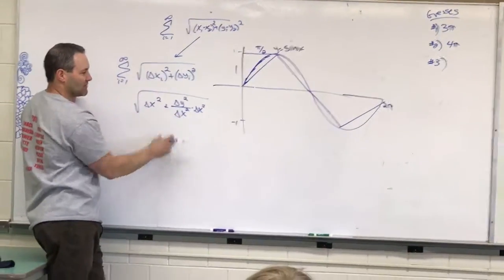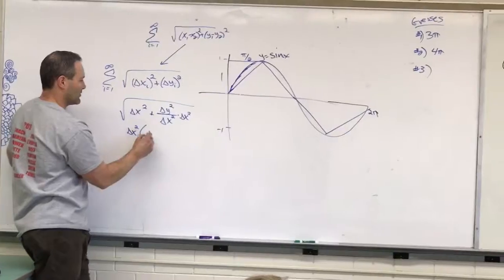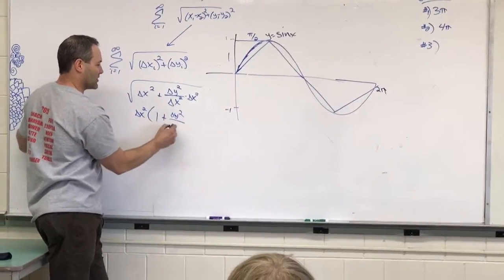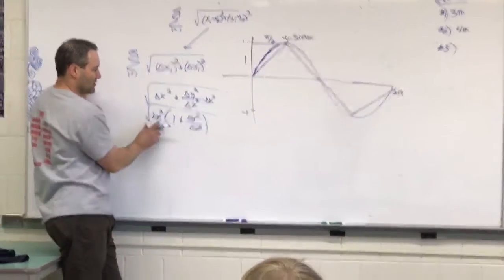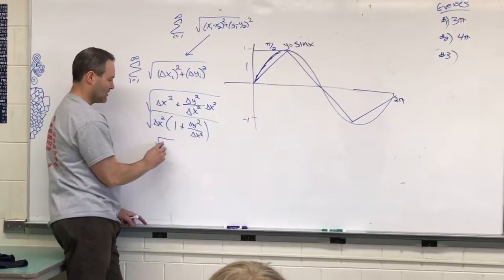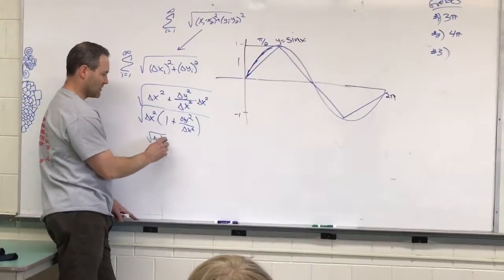So it's still the same thing. I can factor out a delta x squared, left with 1 plus delta y squared over delta x squared, all under the root. The square root of delta x squared is what? Delta x. It's absolute value, but in this case it would be delta x because it's positive.